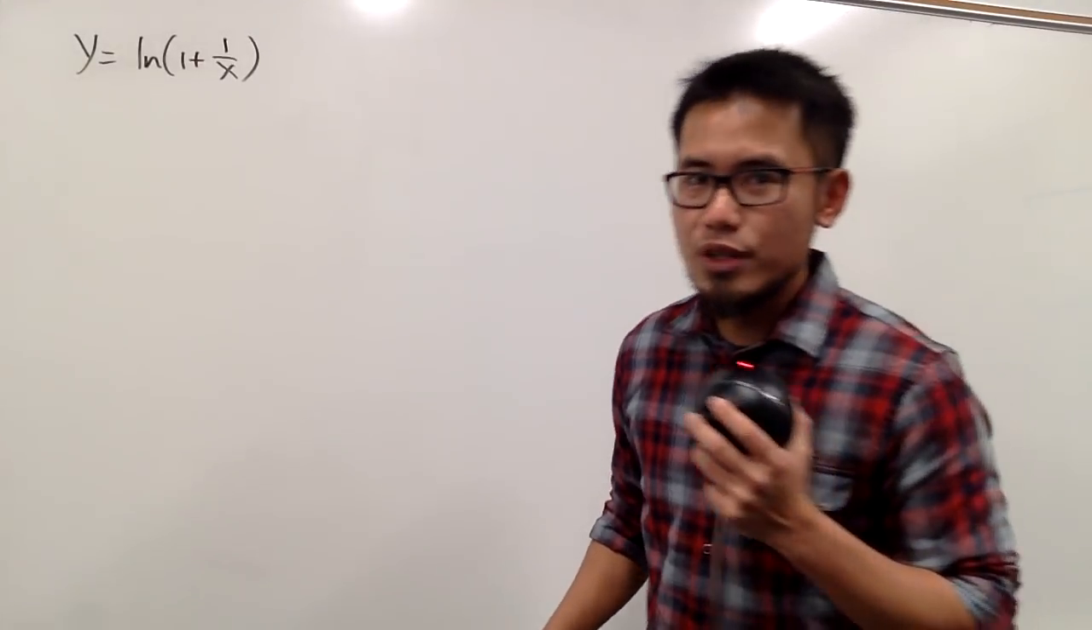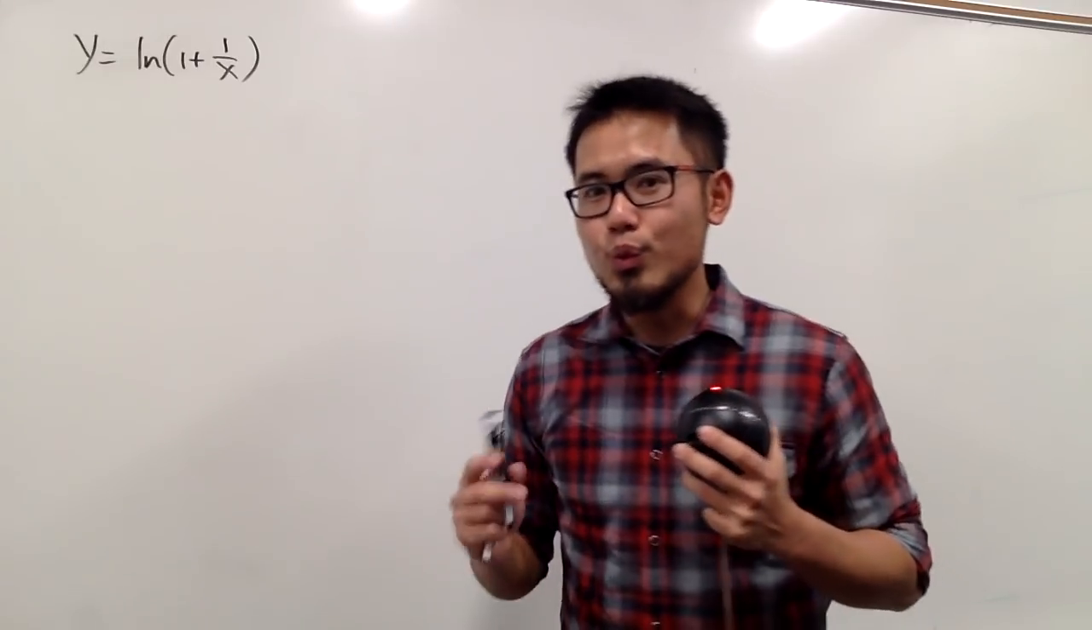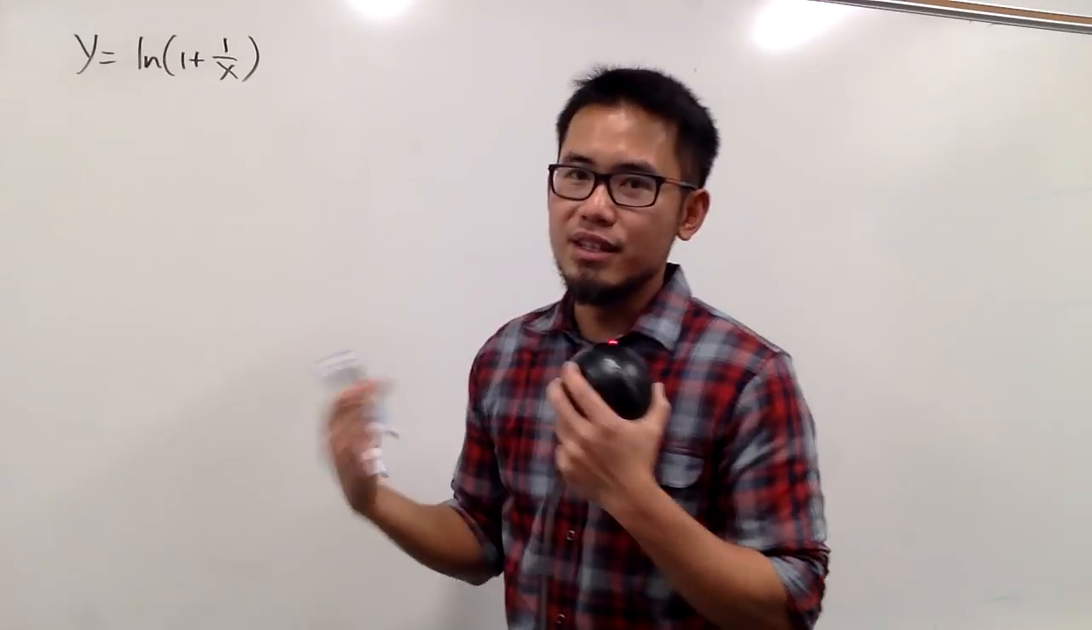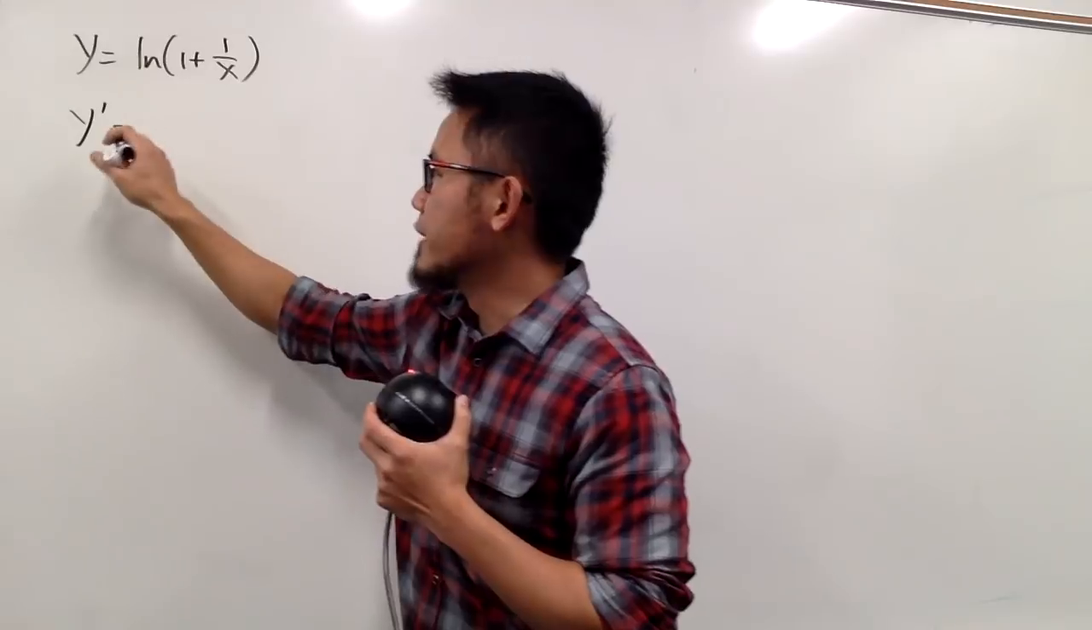Okay, I'm going to show you guys how to differentiate the function ln of 1 plus 1 over x. And I'll do it in two ways, okay? First, I will just look at this as it is and differentiate. So let's go ahead and get going. I will put y prime for the derivative notation.